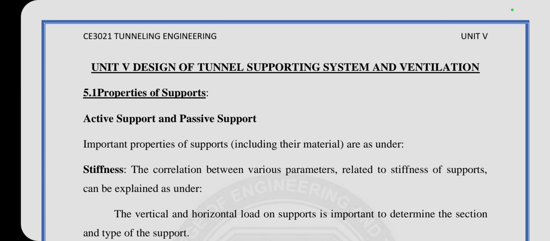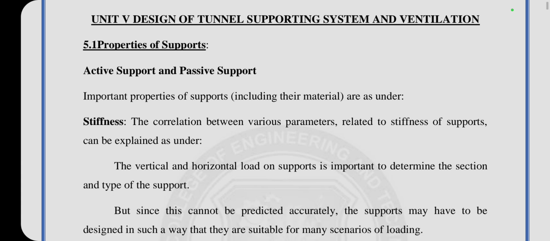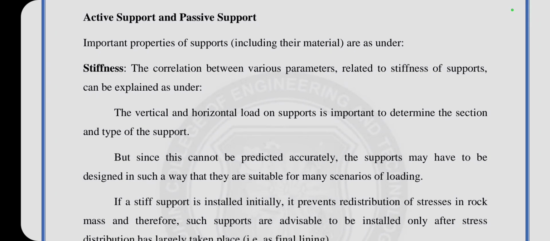So today we are seeing the topic: the design of tunnel supporting systems and ventilations. First of all, we need to see the properties of support. The first one is the active support and the passive support. The important properties of supports are, first, stiffness. The correlation between the various parameters related to stiffness of supports can be explained as under.